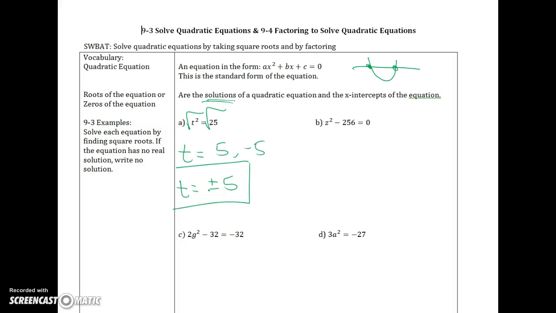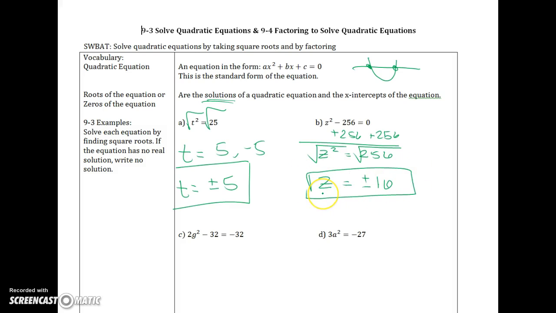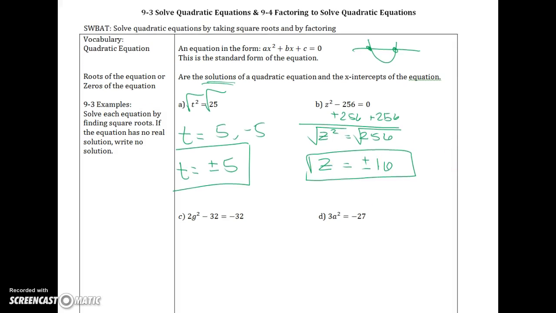So letter B is slightly different because you have z squared minus 256 equals 0. So I'm going to first get the z squared by itself as it was for part A. So I'm going to add 256 on both sides, and I get z squared is equal to 256. Now I'll take the square root of both sides. Z equals, don't forget, could be positive, could be negative. And then the square root of 256 is 16. So I'll box that. Don't forget that plus or minus is super important.